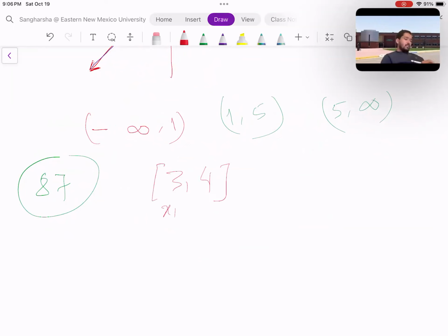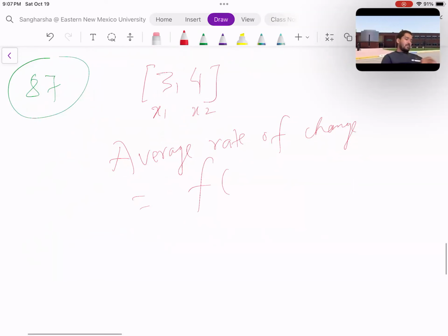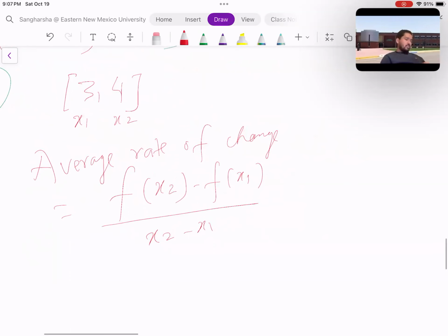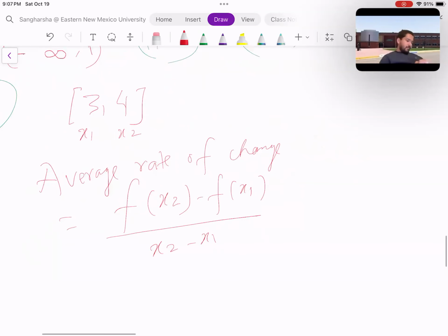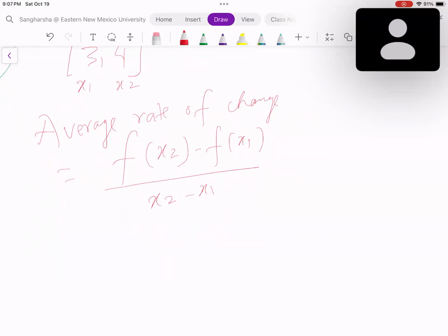Let's call this x1, this x2, and we are asked to find the average rate of change. What is the formula here? If I'm not wrong, it is f of x2 minus f of x1, divided by x2 minus x1. And if you are asked to find the average rate of change, the formula will be provided. Can anyone just make sure, is this the formula for average rate of change? I think so. Yeah. Okay, thank you for confirming.